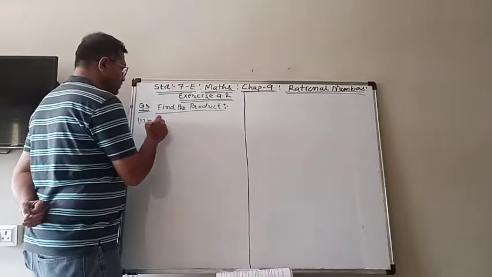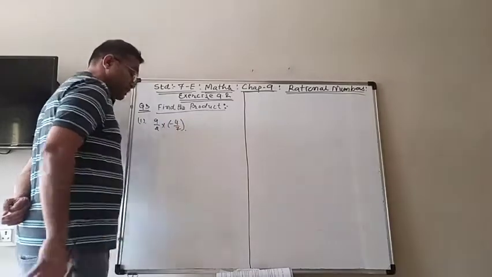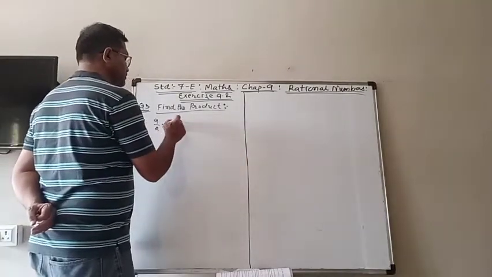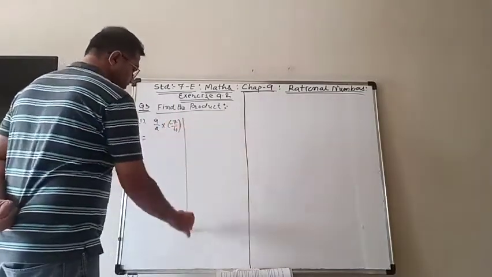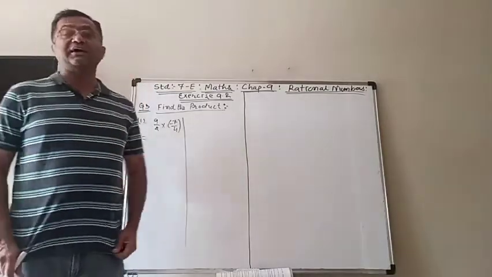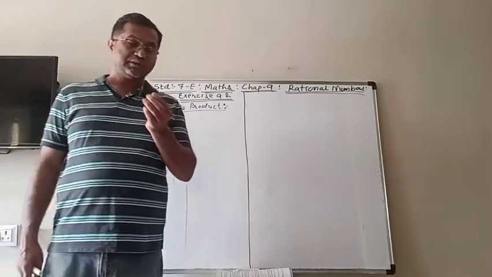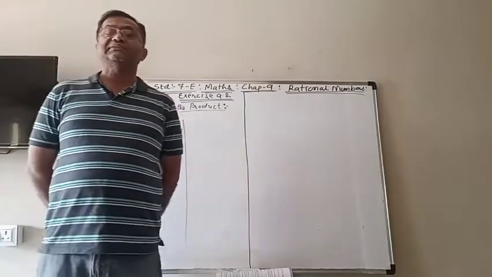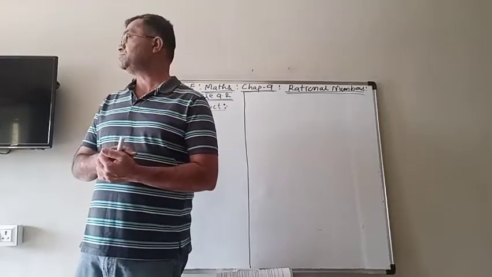That is 9 upon 2 multiplied by minus 7 upon 4. Now in multiplication we know that we don't need to find the LCM of the denominator. When we add or subtract the rational number, that time only we need to find out the LCM.